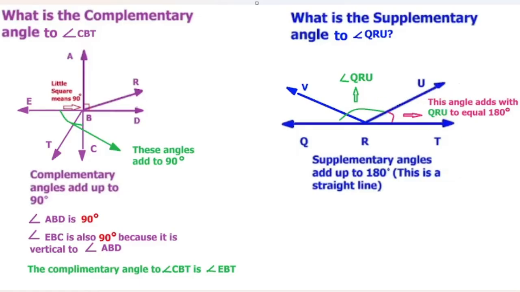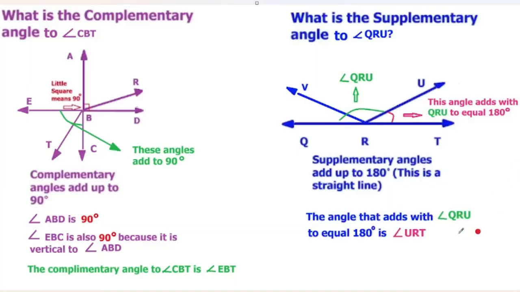So this angle adds with QRU to equal 180 degrees, right? This is angle QRU, and then this little piece here will add up to 180 degrees. So the angle that adds with angle QRU to equal 180 degrees is angle URT. URT. We always put the vertex in the middle, okay? That's how we name the angles. And that's it. That's how you do that kind of problem.